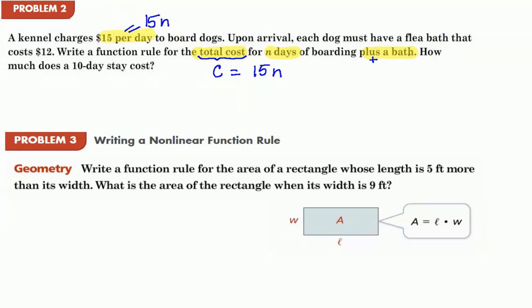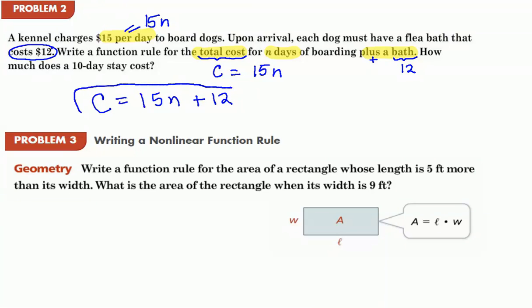plus the bath. Well, the bath, that's going to be a cost of $12. So that's going to be plus 12. So that means our equation is going to be, and I'll just go ahead and write it over here, C equals 15n plus the bath of $12. And so there's our answer to writing the function rule.